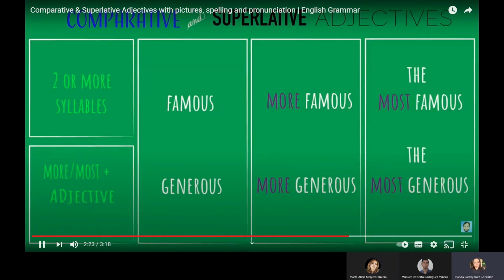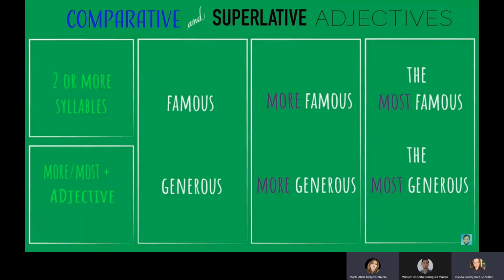For two or more syllables, we use the words more or most with the adjective to create comparative and superlative adjectives. Famous, more famous, the most famous. Generous, more generous, the most generous.